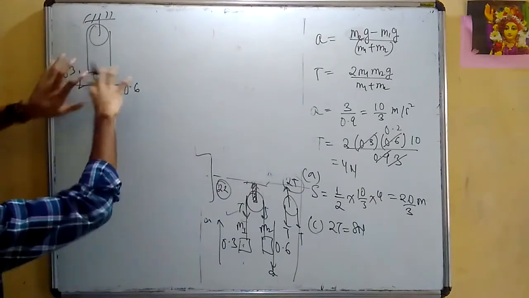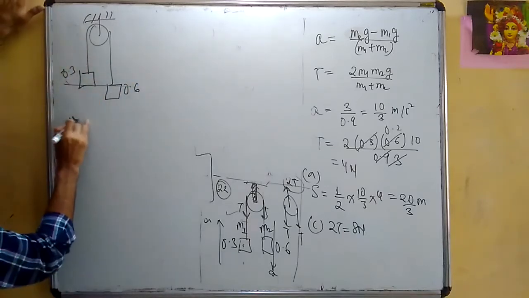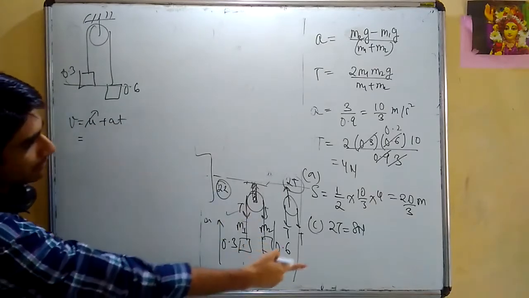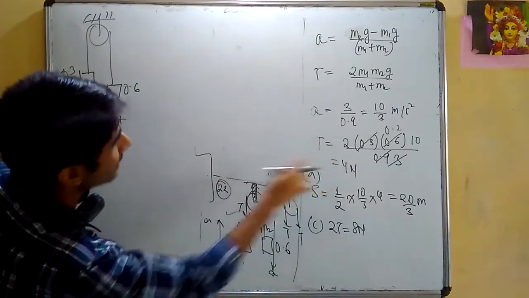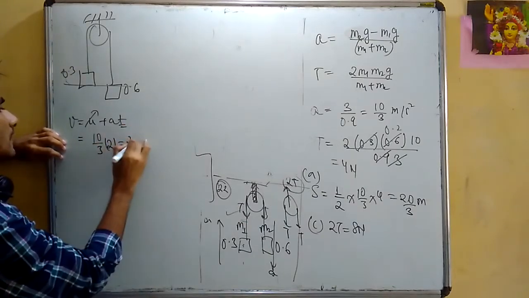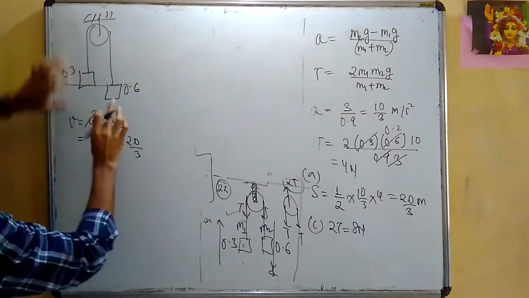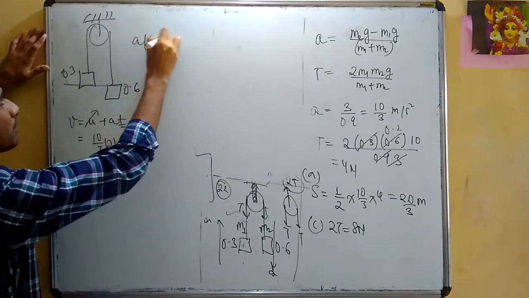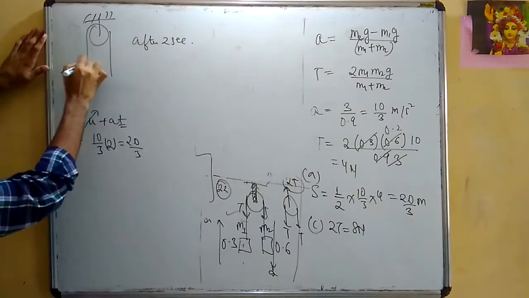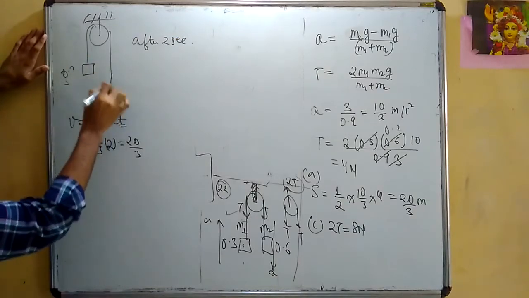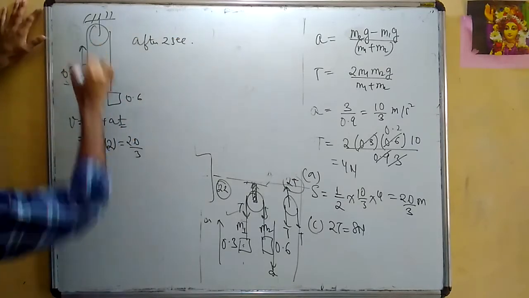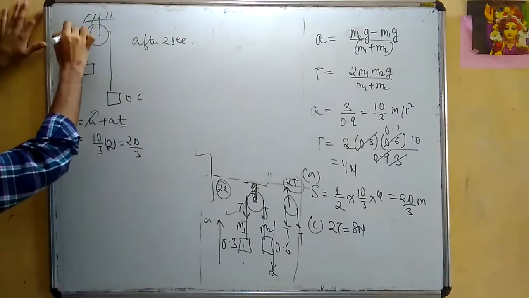After 2 seconds, means for 2 seconds this moved. So what is the final velocity of this? U plus at. U is 0. What is acceleration? I had already found out 10 by 3. So 10 by 3, and what is the time? 2 seconds. So this is speed. I have 20 by 3, means after 2 seconds, if I draw the situation, after 2 seconds, the scenario will be something like this, that this is here and this is here, right? And this is moving up with a speed of how much? 20 by 3.